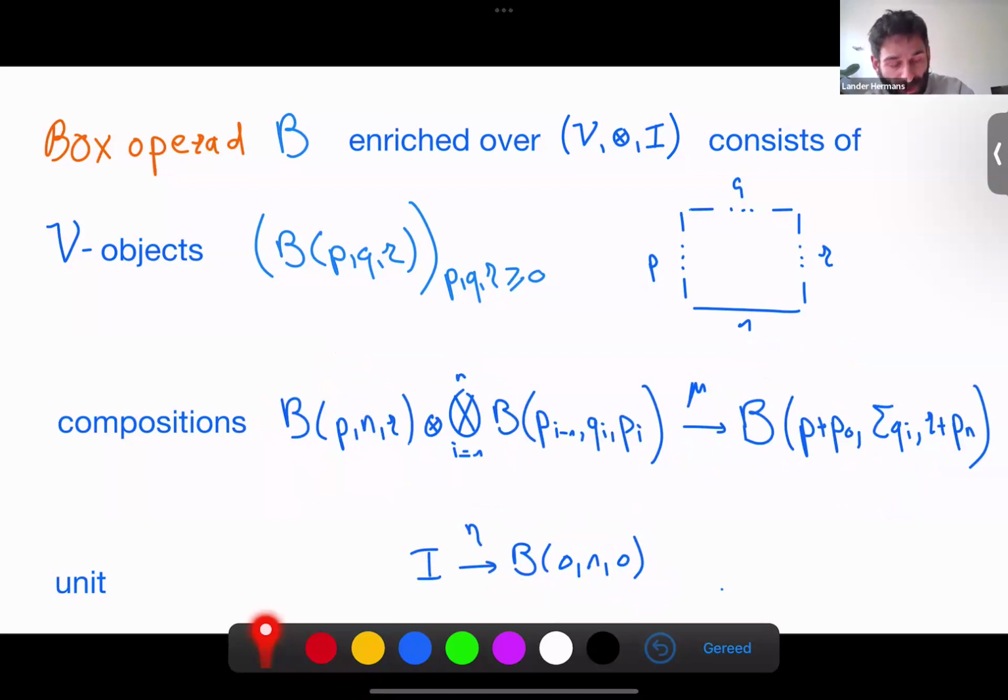So if we would now make this a purely categorical definition, we would say, okay, we have these objects, we have this composition map from the monoidal product to this outside box with this array, and we have a map from the monoidal unit into the object with array 0, 1, 0.